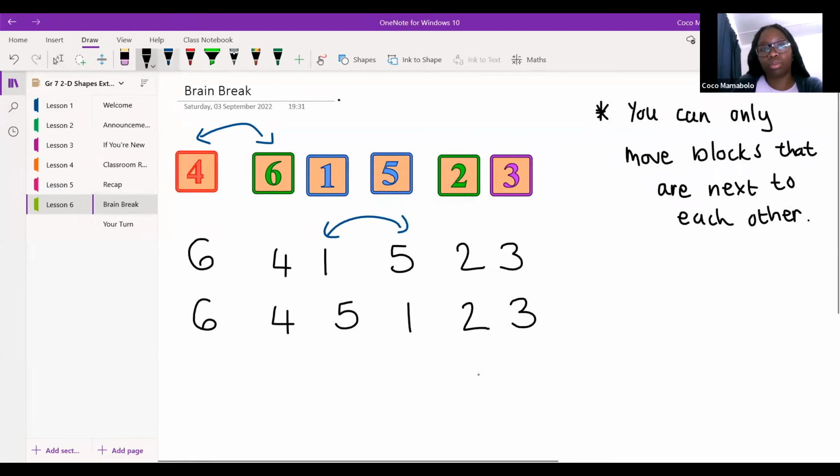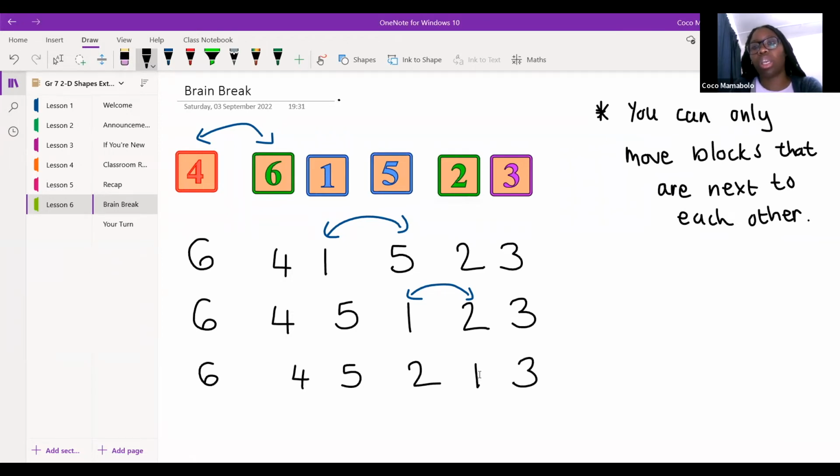1 and 2. Okay, so we're going to swap 1 and 2. 6, 4, 5, 2, 1, 3. Okay, cool.